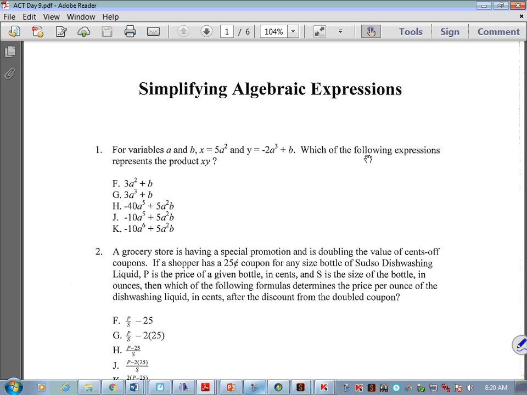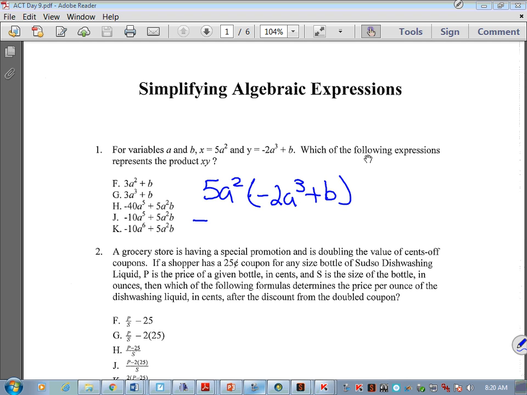So for variables a and b, we get this. But it says, which of the following expressions represents the product xy? So actually what you want to do is take 5a squared times negative 2a cubed plus b. Okay, so we're just going to distribute, and I'm going to go ahead and finish this out for the sake of the recording. So we're distributing there, so we're going to end up with negative 10a to the 5th, right? Because we're going to add our exponents. So we're adding 2 plus 3.